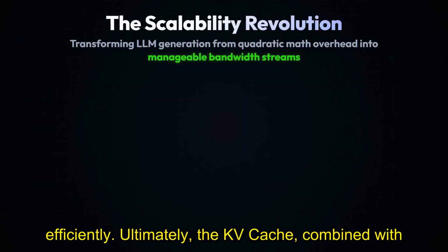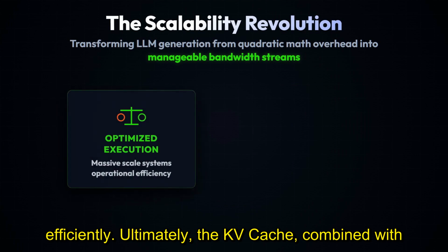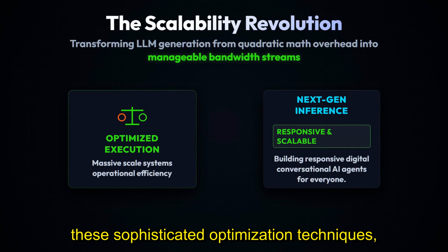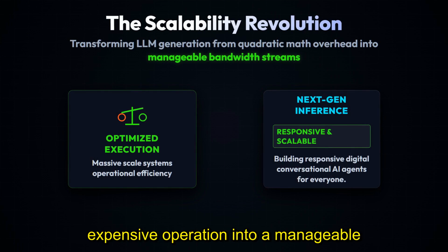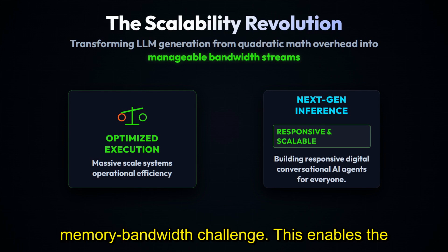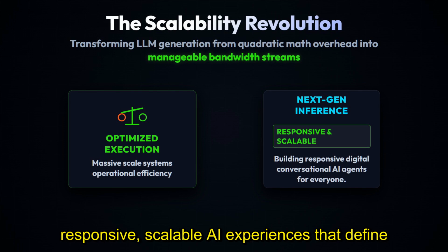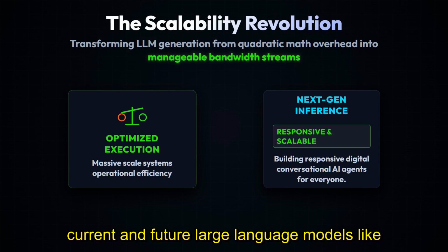Ultimately, the KV cache, combined with these sophisticated optimization techniques, transforms LLM inference from a quadratically expensive operation into a manageable memory bandwidth challenge. This enables the responsive, scalable AI experiences that define current and future large language models like ChatGPT.